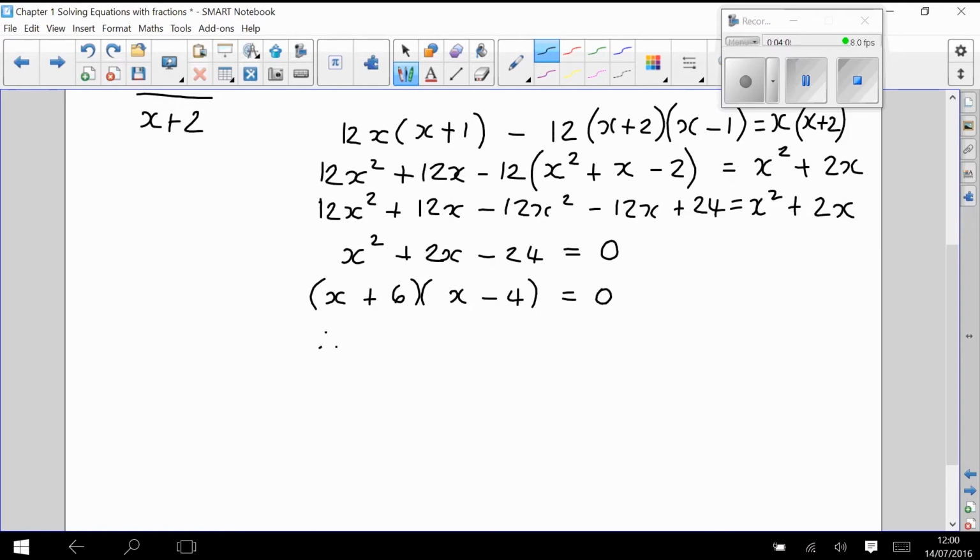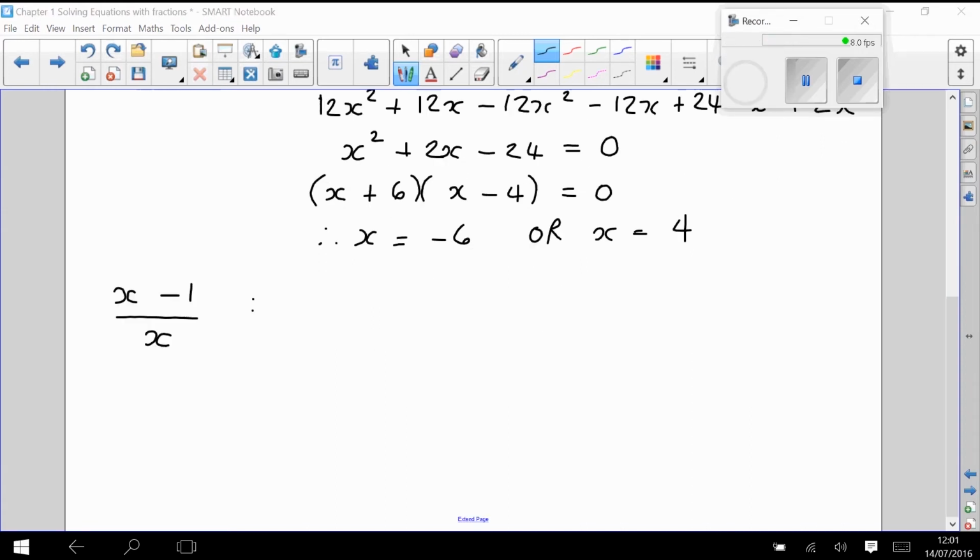And so my 2 possible solutions are when x is going to be equal to minus 6 or when x is equal to 4. Now what we were looking for originally were numbers, and numbers can be positive numbers or negative numbers. And so that x equals minus 6 is definitely a possible answer. Let's go back and take a look at our original fraction to see what our answers could have been.